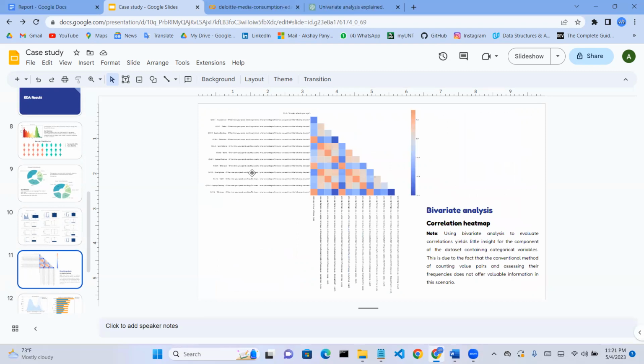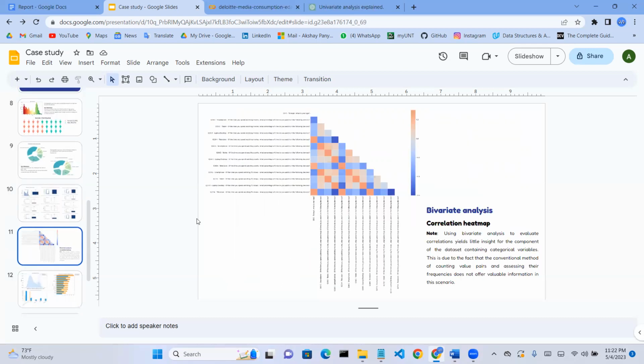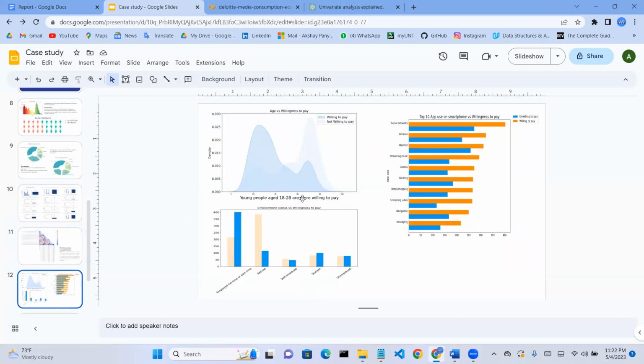Using bivariate analysis yields little insight for the component of the dataset containing categorical variables. This is due to the fact that the conventional method of counting various pairs and assembling their frequencies does not offer valuable information in this scenario. And this is the result of taking individual parameters versus willingness to pay.